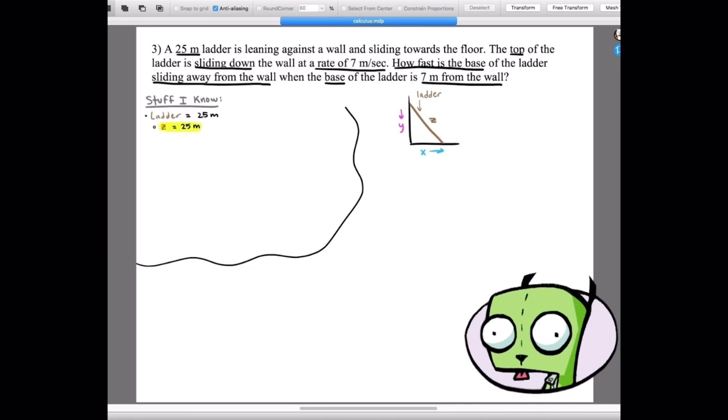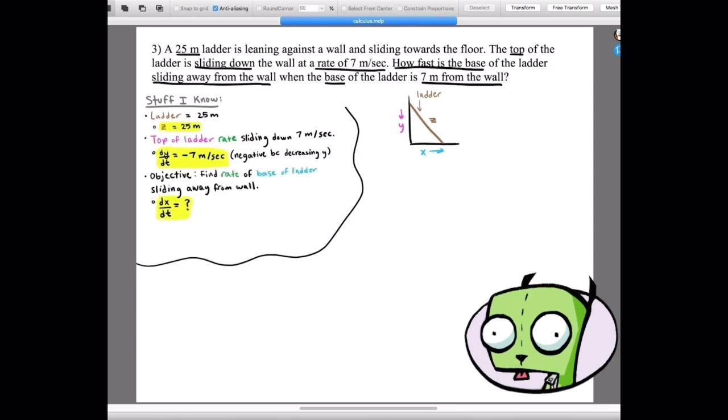We are told that the ladder is 25 meters, and I chose z to represent the ladder, so z equals 25 meters. We're also told that the top of the ladder is sliding down at a rate of 7 meters per second. So that means if you look at the drawing, the top of the ladder is sliding down. That would involve our y. So the change in y with respect to time would be negative 7 meters per second, and it is negative because the y is decreasing.